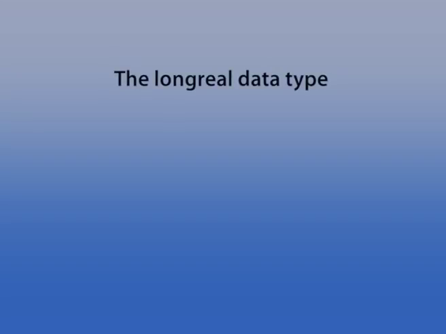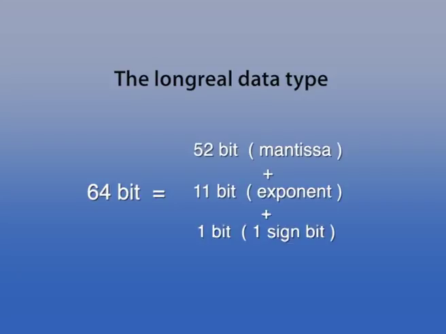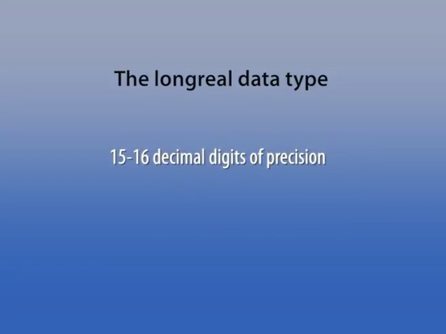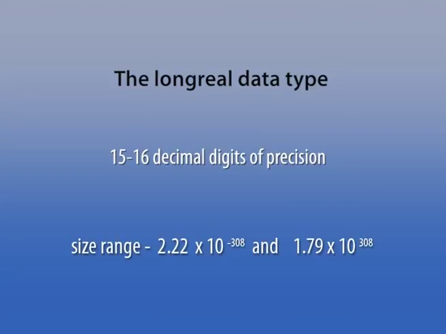The long real or double precision data type has 64 bits consisting of 52 mantissa bits, 11 exponent bits and a single sign bit. The long real provides around 15 to 16 decimal digits of precision and can handle numbers from 2.22 × 10^-308 to 1.79 × 10^308.